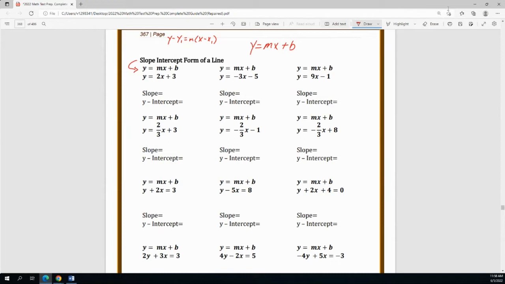Okay, I'm going to point out a couple of things to you. One thing I want to point out is this, m. Do you remember what m indicates? M is the slope. Now, here's something new. This b part, the b, is called the y-intercept.